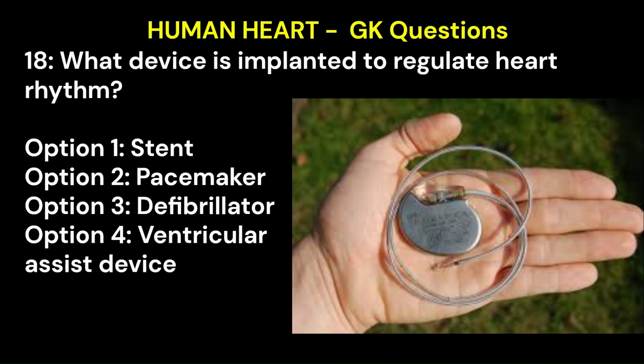Question number 18. What device is implanted to regulate heart rhythm? The options are: Option 1, stent. Option 2, pacemaker. Option 3, defibrillator. Option 4, ventricular assist device. The correct answer is pacemaker.